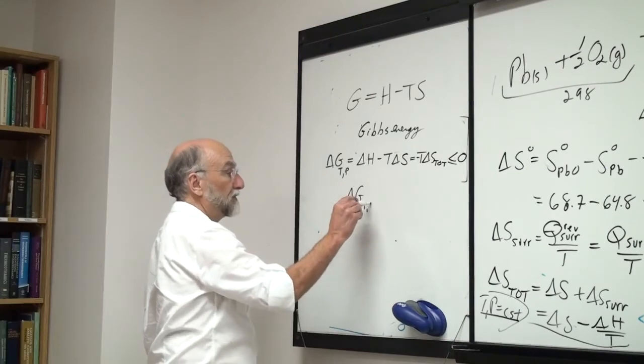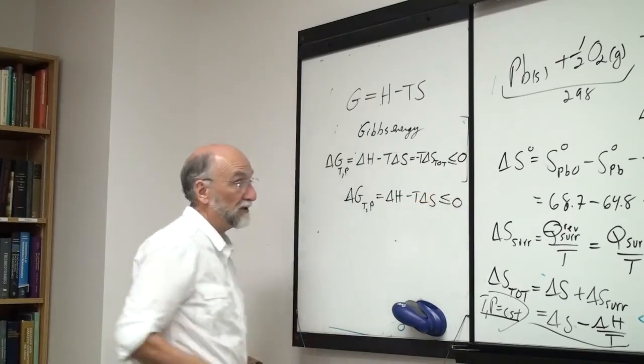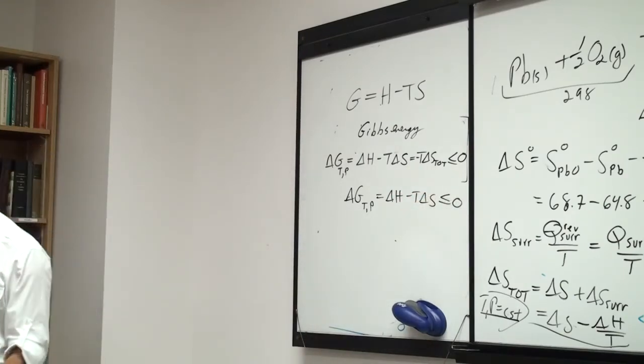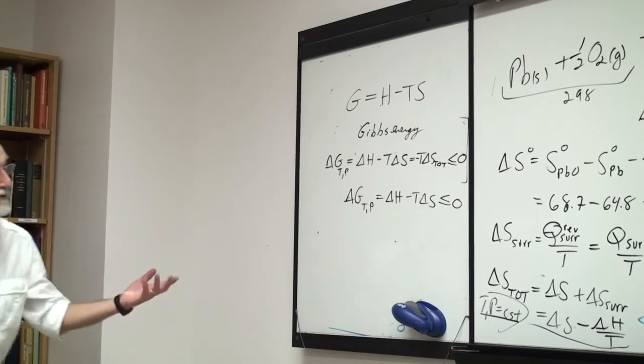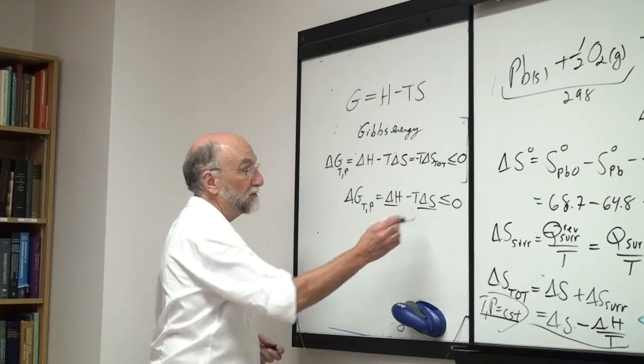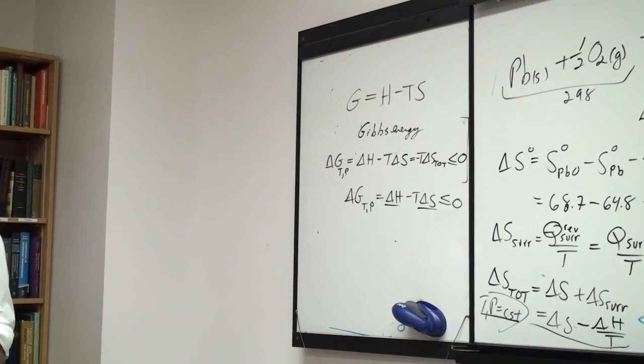So delta G at constant temperature and pressure, which is equal to delta H minus T delta S, is less than or equal to 0. Less than 0, it's a spontaneous process. Equal to 0, it's at equilibrium. Greater than 0, it's spontaneous the other way around, or impossible in the direction as written. We do this for convenience because it puts everything in terms of properties of the system in cases which are very common, constant T and P. So negative Gibbs energy is nothing but a special case of the second law, but a very important special case.